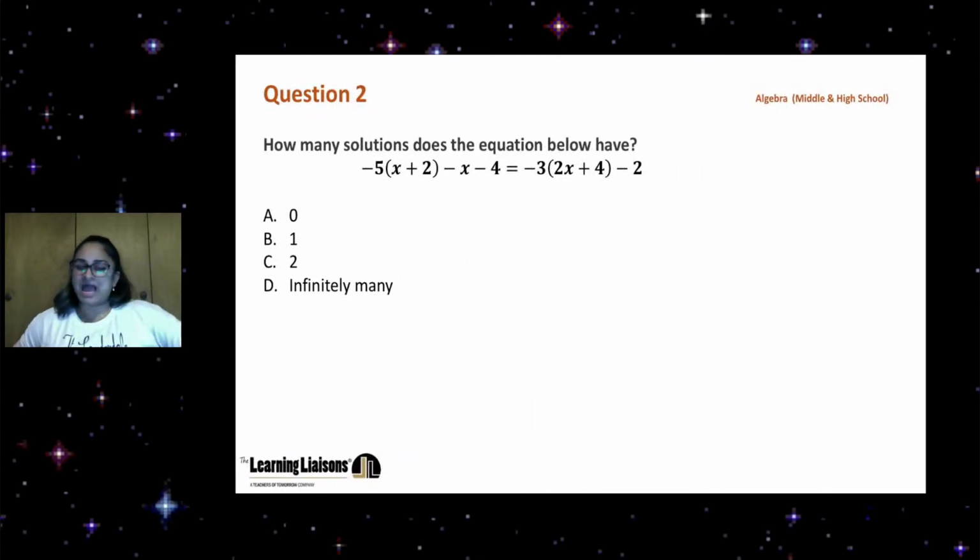Number 2, I love algebra, so I was in an algebra mood when I made this. So question number 2 says, how many solutions does the equation below have? So obviously you need to know some stuff before you can work out the problem. So does anybody by chance know the cool little chart that we should be using? Like if the two numbers are the same, how many solutions they have? If a variable equals a number, how many solutions they have? If they're not equal at all, how many solutions they have? Does anybody know that chart by chance?